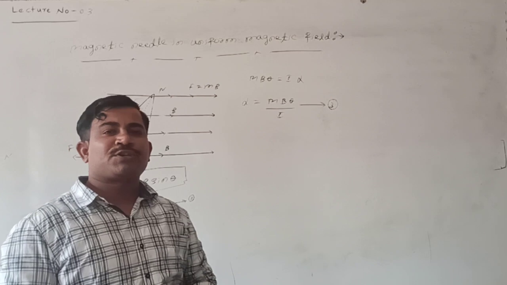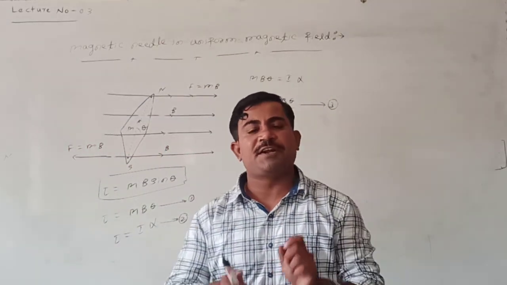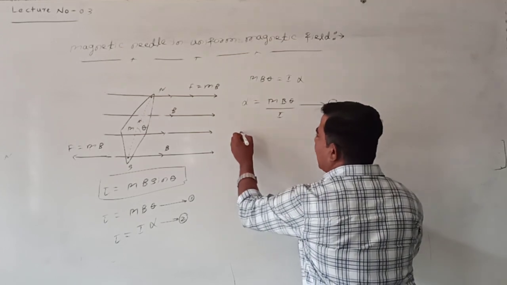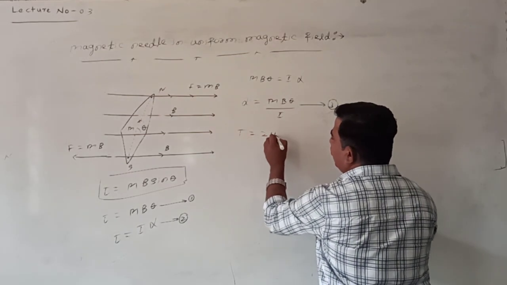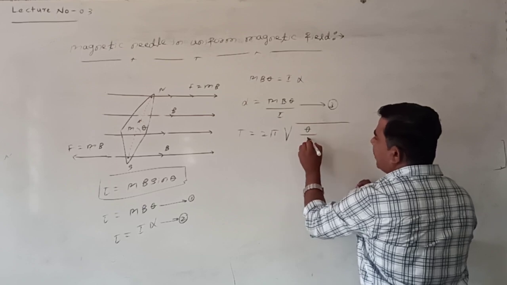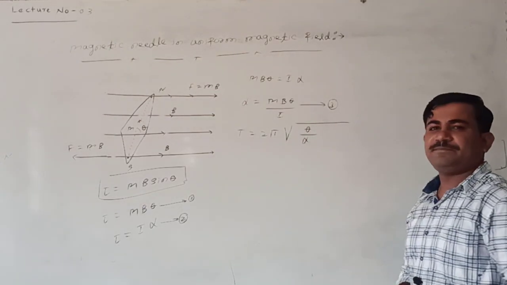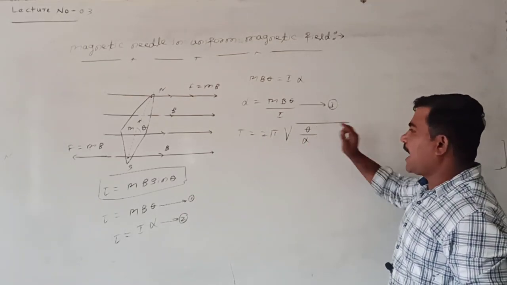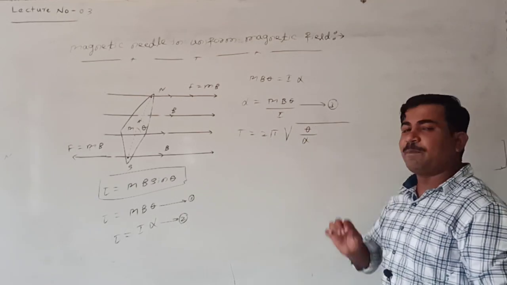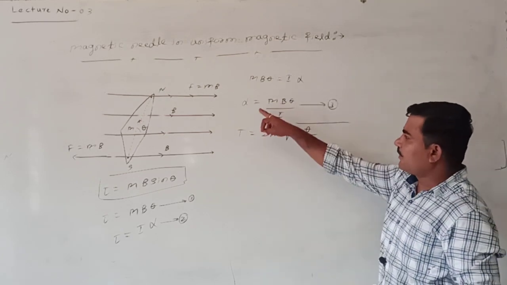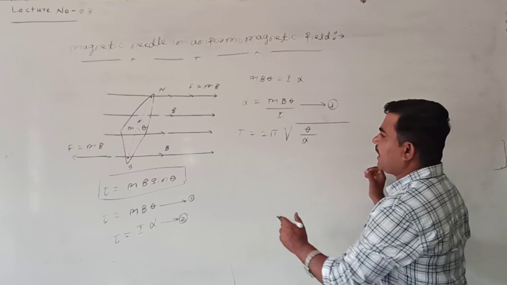For anybody that has periodic motion, its time period can be given. T is equal to 2 pi under root of angular displacement divided by angular acceleration, right? T is equal to 2 pi under root of theta by alpha. What is theta? Angular displacement. What is alpha? Angular acceleration. Then from equation 3 we already got alpha is equal to mb theta divided by I.